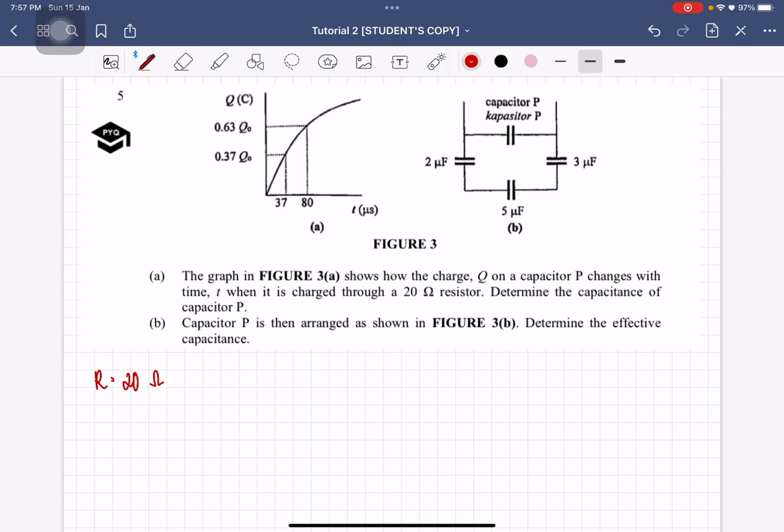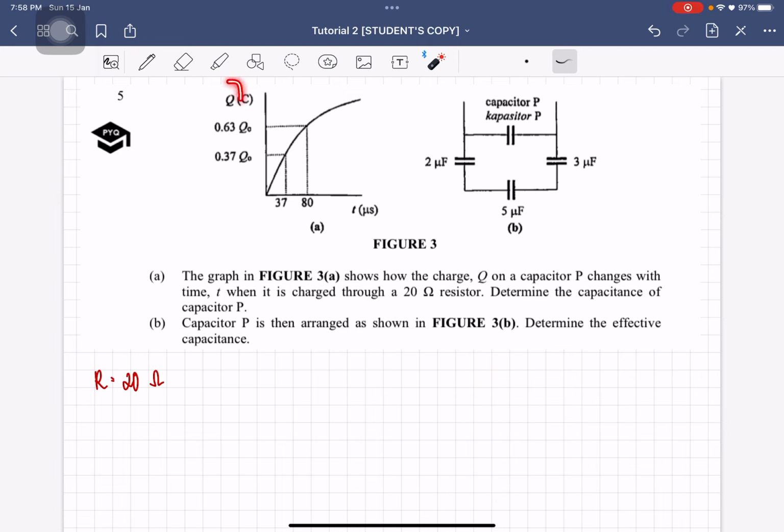If you come across questions like this, you have to always remember this is going to be related to charging or discharging of a capacitor through a resistor. We know the equations for Q, V and I, so it depends on what the question asks. Now the question is asking about the capacitance of capacitor P. So we can use either Q, V or I, but the problem is, do we have the information?